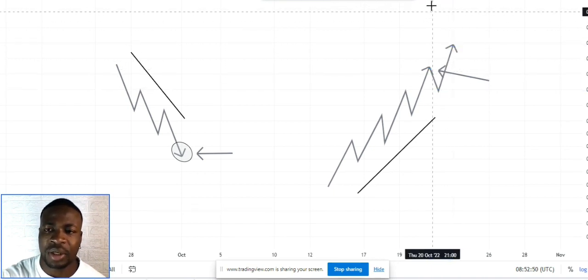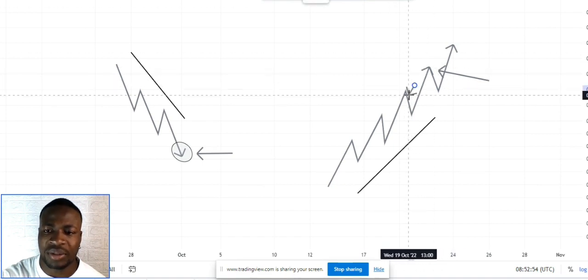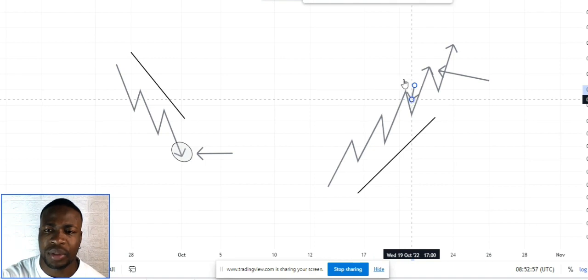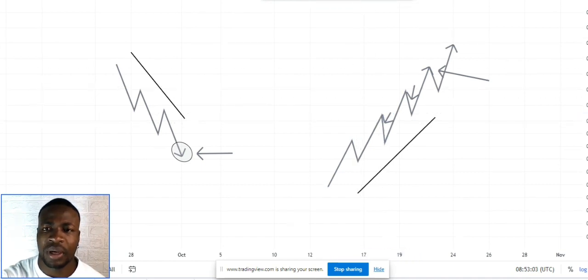So as a counter trend trader, you are looking to take advantage of these small movements to the downside. Okay. These minor movements are what you are looking for. These little movements over here. Okay. And over here as well.